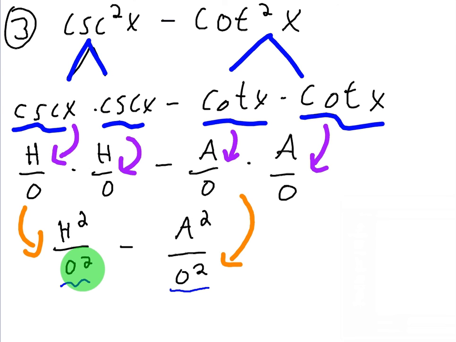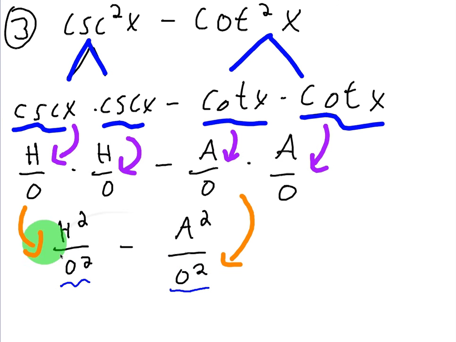So now I'm going to replace that with h squared over o squared, and the same with a over o times a over o. Now some of you might be thinking, can't you just go from here to there? Yes, you can. However, when I'm doing proofs, I like to show every single step so that students are very clear about how we get from one thing to another. If you want to skip those two steps, that's completely fine with me. So now we have h squared over o squared minus a squared over o squared.